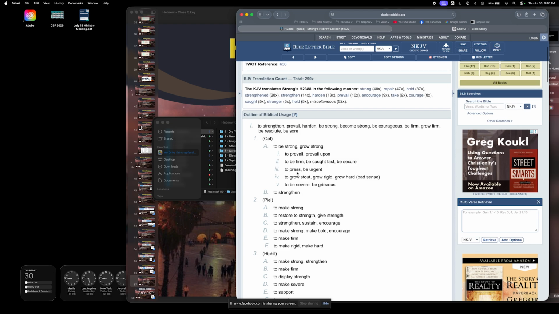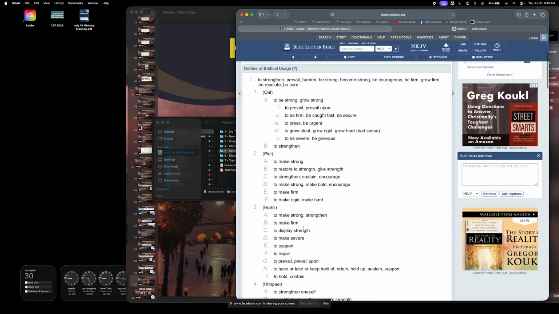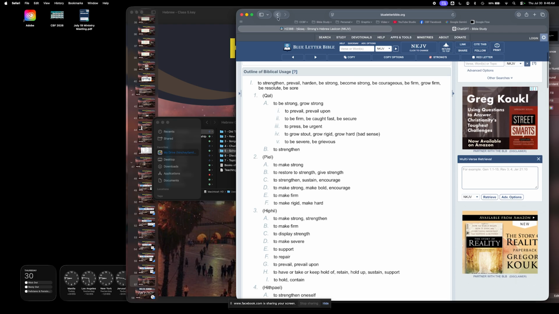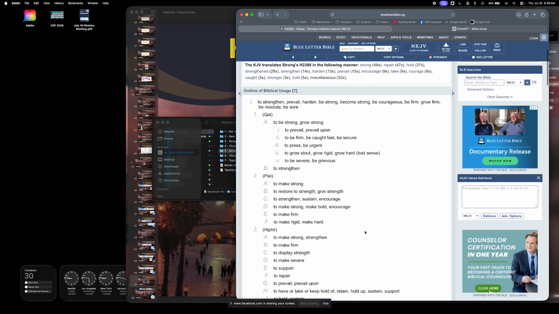Mind you, it depends on your particular stem, because under the Qal it means to be strong, grow strong, under the Piel to make strong, to restore to strength, the Hiphil to make strong, strengthen, to make firm, and the Hithpael. There's lots of opportunities here. Let's take a look. What's our grammar? We are at the vav and preposition "to," and then the verb, Piel. Let's go back to our vocabulary. Under the Piel: to make strong, to restore, to strengthen, to make bold, to make firm.